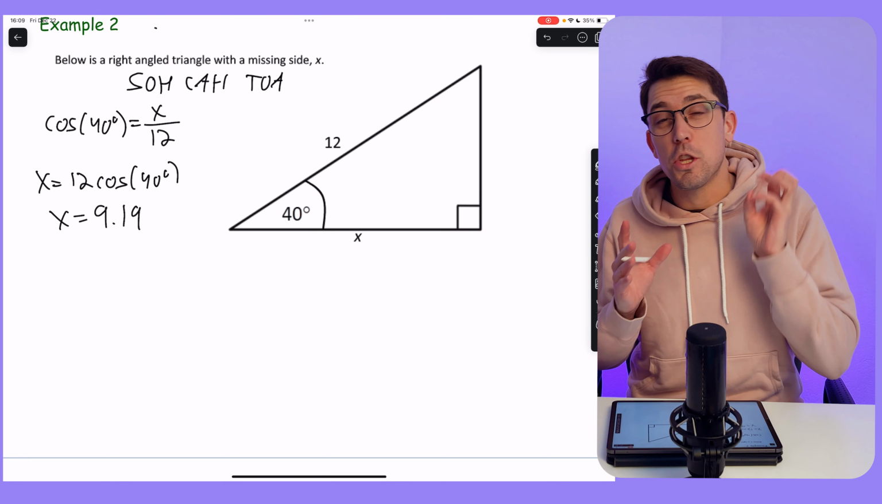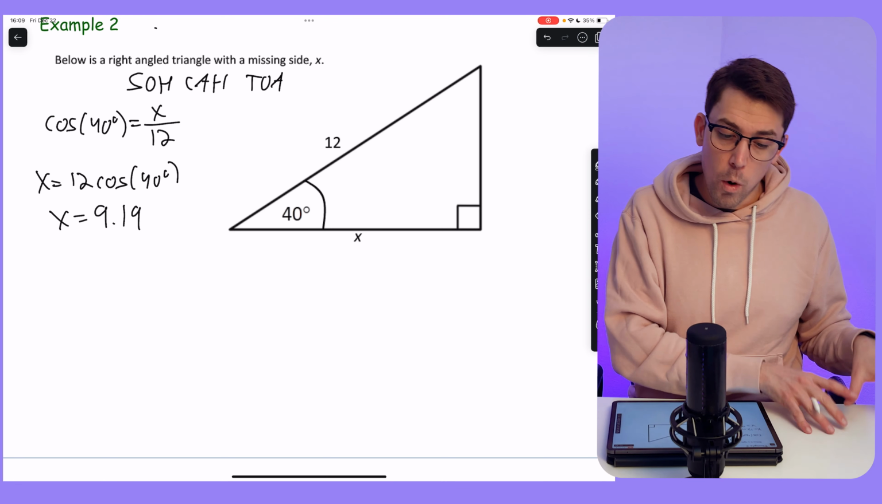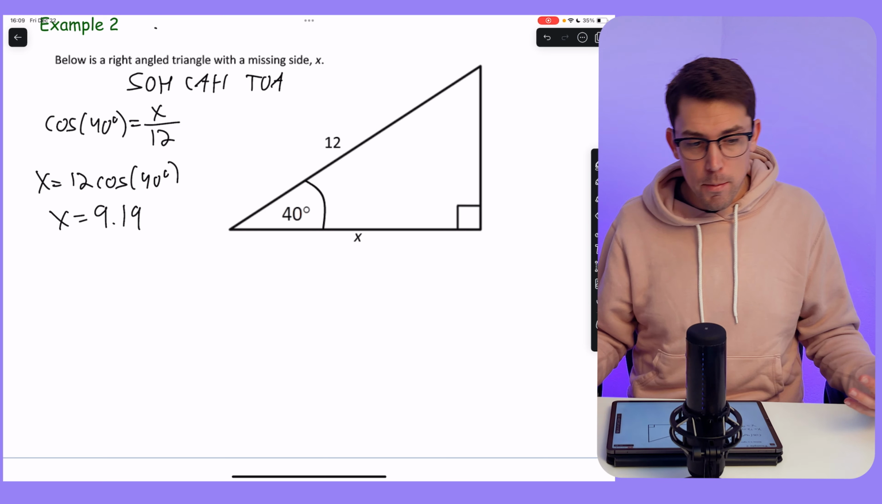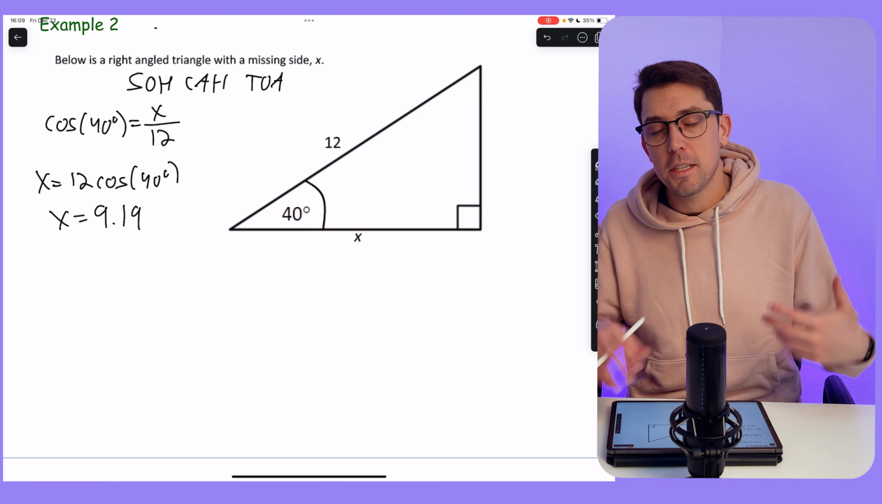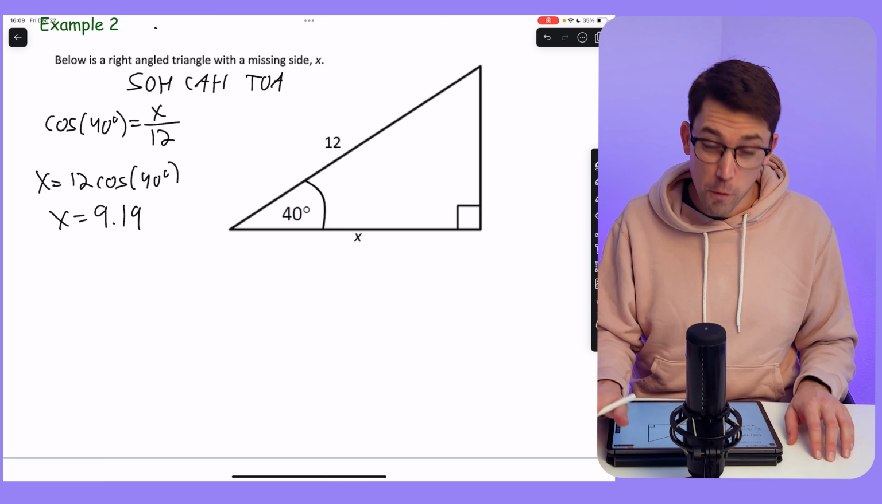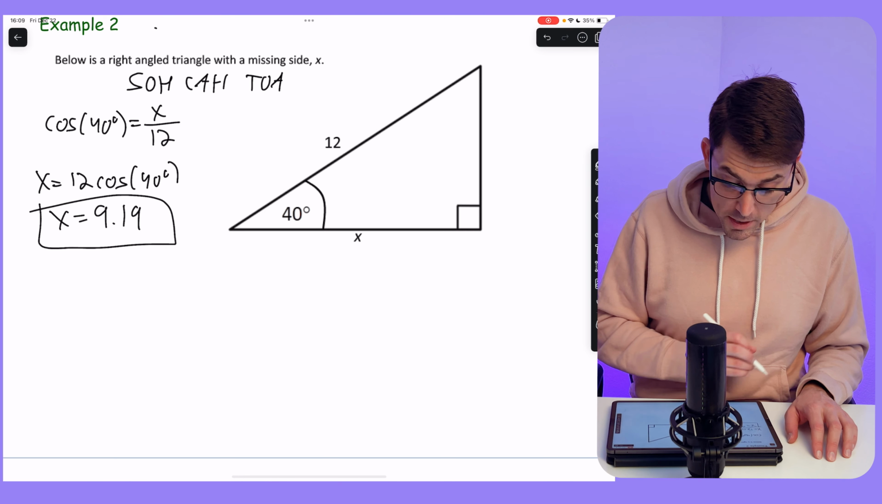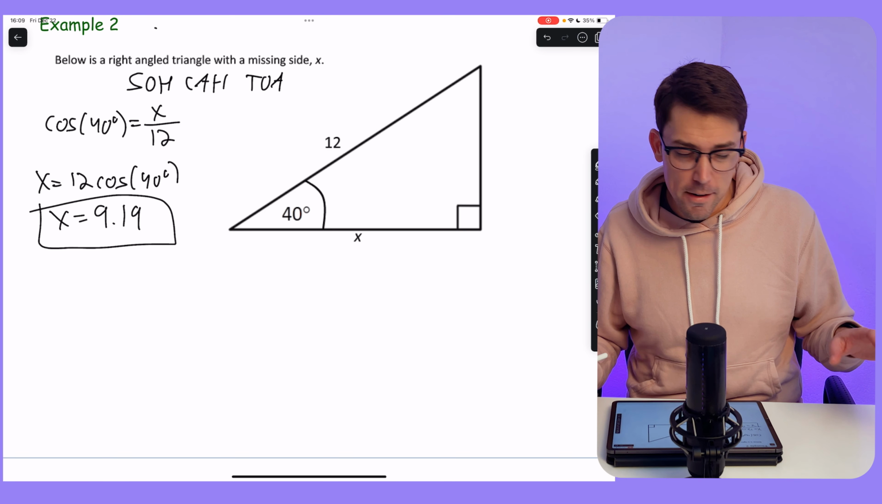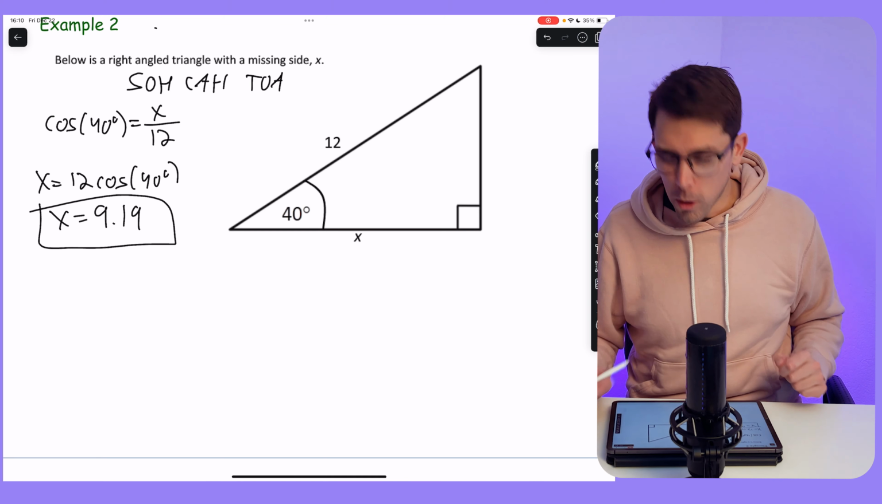I'm going to do this to 3 significant figures, as that is what is required on IB examinations. Maybe your teacher wants 2 or 3 decimal places. It all depends. Make sure you clarify that before your test. But in this case, with 3 sig figs, my answer is 9.19. Let's take a look at one more.